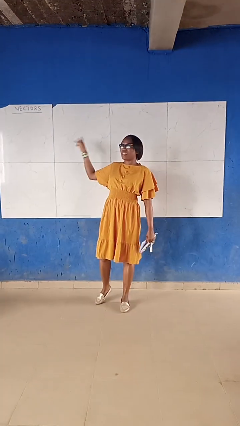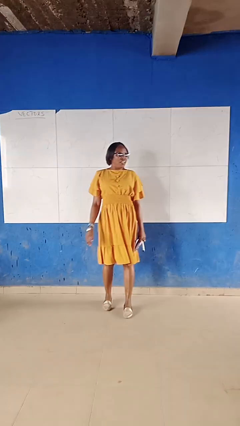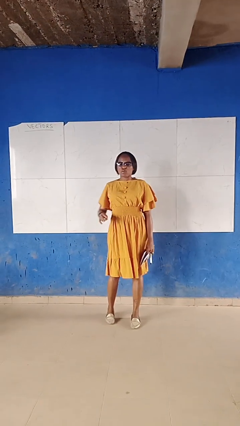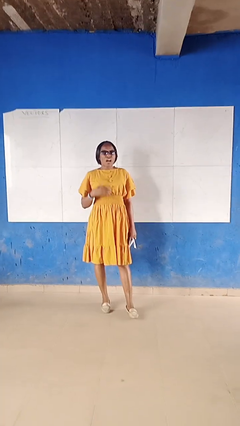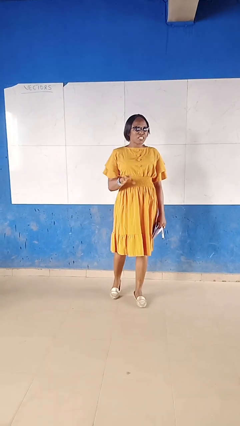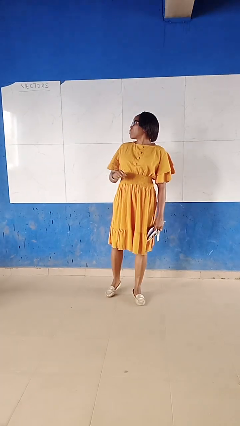Today we are going to be looking at vectors. Now, we have two quantities. We have scalar quantities and we have vector quantities. Now, what are vector quantities? Vector quantities are quantities that have both magnitude and direction.